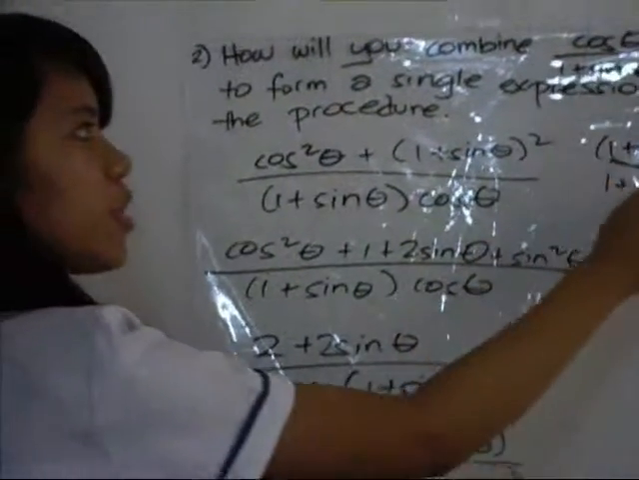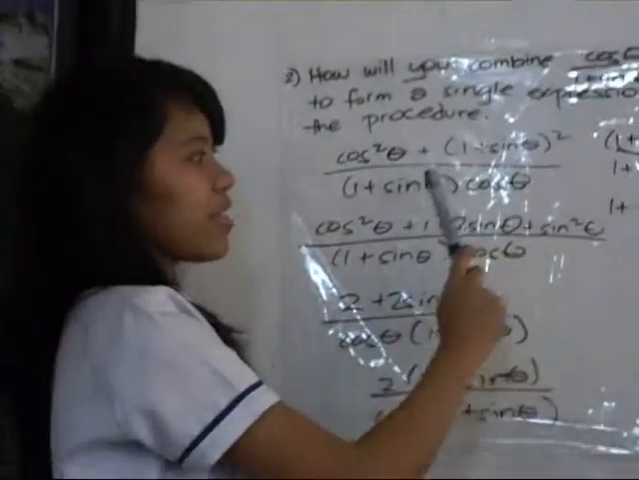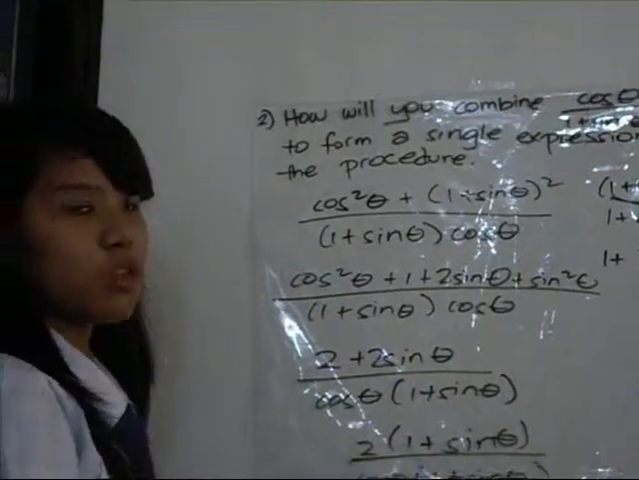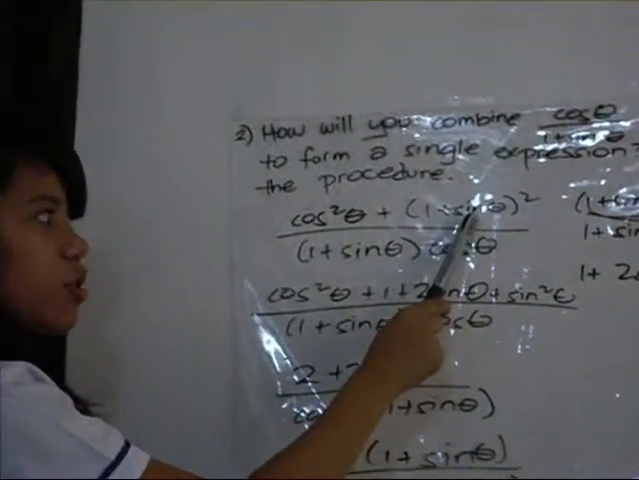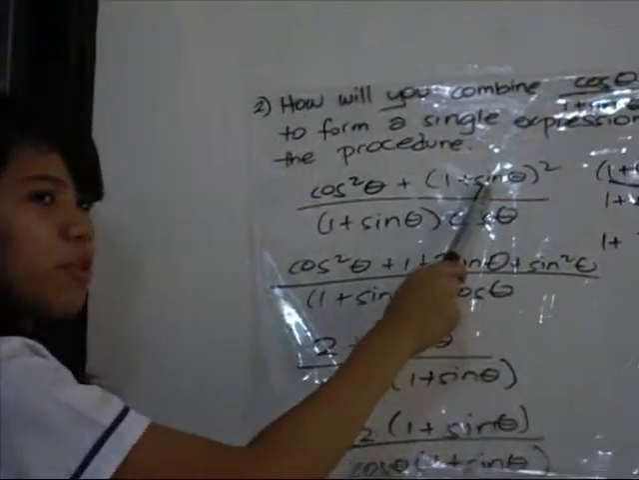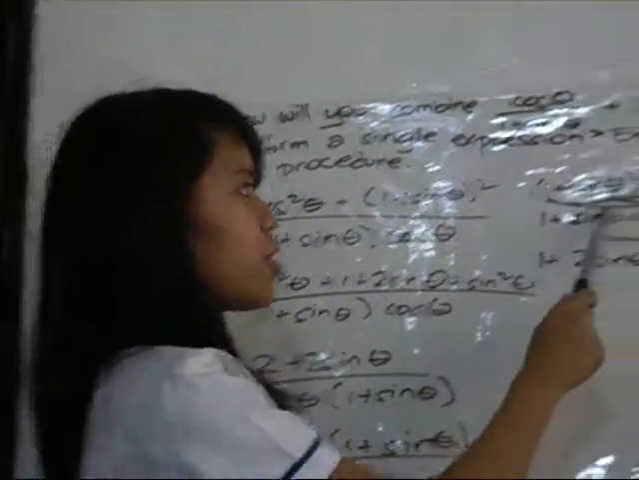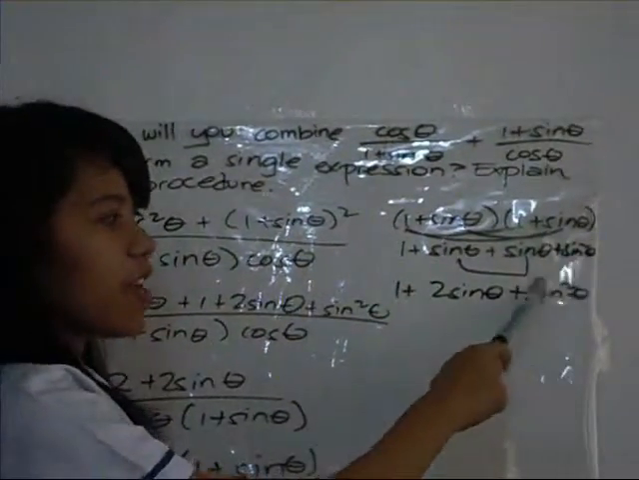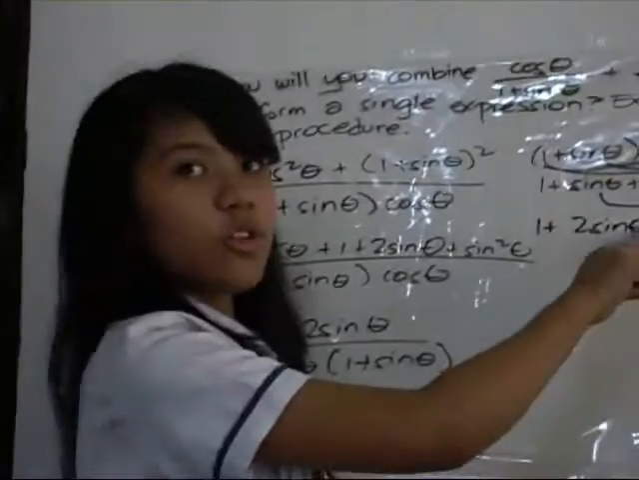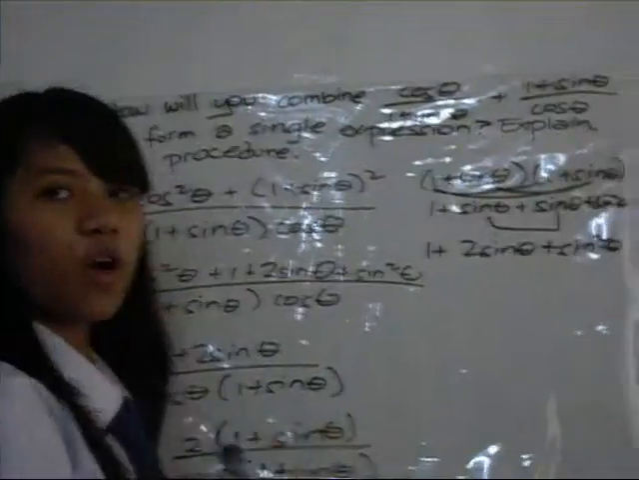And then if we multiply this, we will use parentheses to signify a multiplication operation. And then, if we get the trinomial product of this binomial squared, the result will be 1 plus 2 sine theta plus sine squared theta. How did I get these trinomial terms? By using the following method.